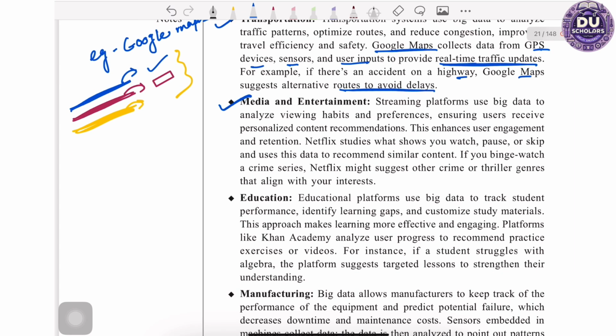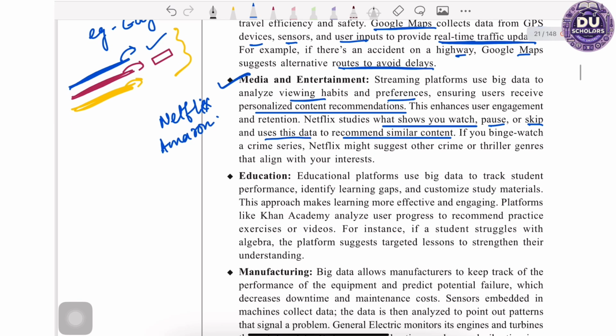So talking about media and entertainment, streaming platforms, as we talked about Netflix or Amazon Prime, Hotstar, every platform uses this kind of data, looking at what you have already watched based on your previous watch history. They suggest the upcoming series or movies you should watch of the same genre or something like that, right? Streaming platforms use big data to analyze viewing habits and preferences, ensuring users receive personalized content recommendations. This enhances user engagement and retention, right?